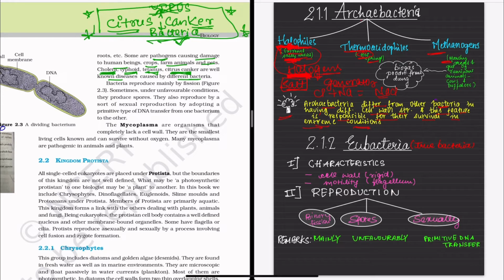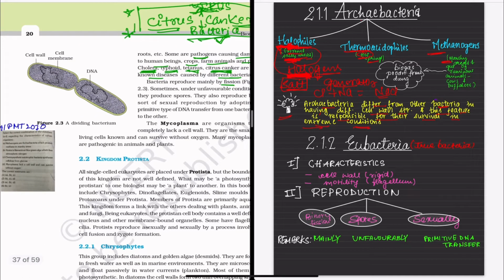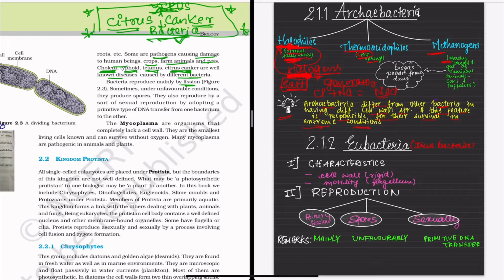Bacteria reproduce mainly by fission. Fission is, obviously, an asexual form of reproduction. Now this para deals with reproduction in bacteria: mainly by fission, and sometimes under unfavorable conditions they produce spores. They also reproduce by a sort of sexual reproduction, not sexual reproduction altogether, by adopting a primitive type of DNA transfer from one bacterium into another.